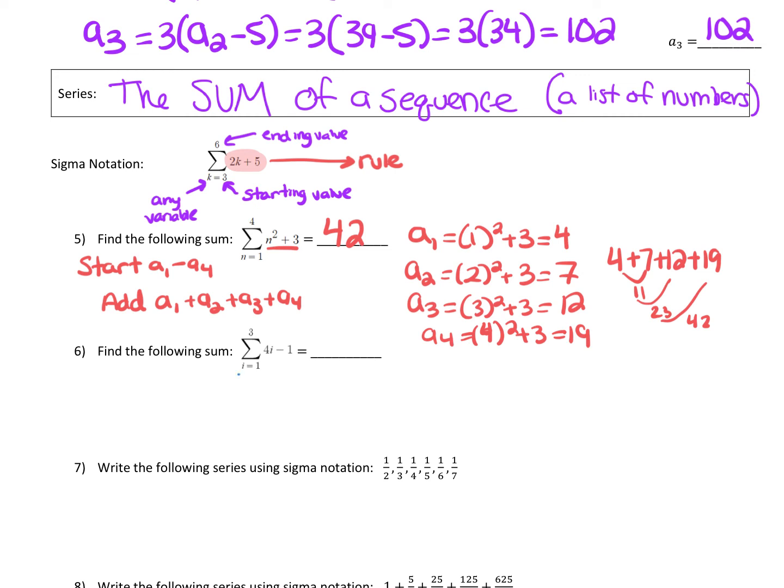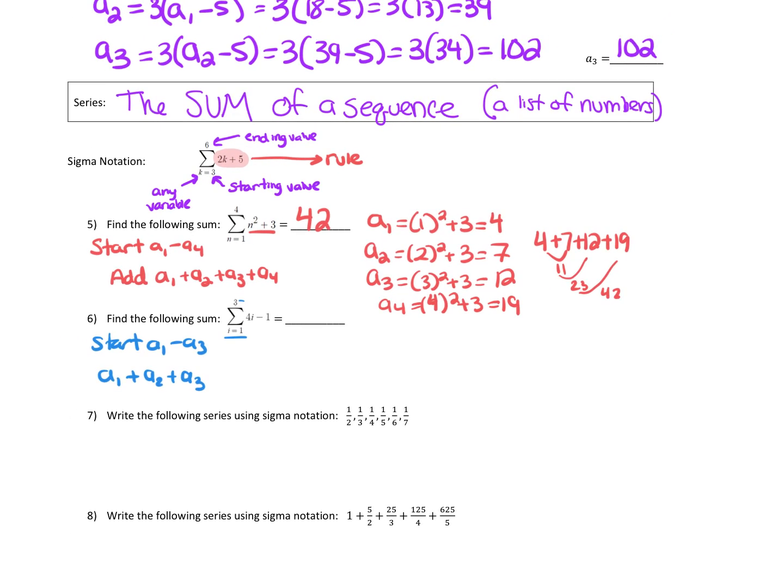All right, now we're going to do the same thing, but we're going to sum from 1 to 3. So I'm going to start at A1 and go to A3, and then I'm going to add A1 plus A2 plus A3. So A1 would be 4 times 1 minus 1, which is 3. A2 would be 4 times 2 minus 1, which is 7. And A3 is going to be 4 times 3 minus 1, which would be 11. So we're going to do 3 plus 7 plus 11, and so that's going to give me 21.